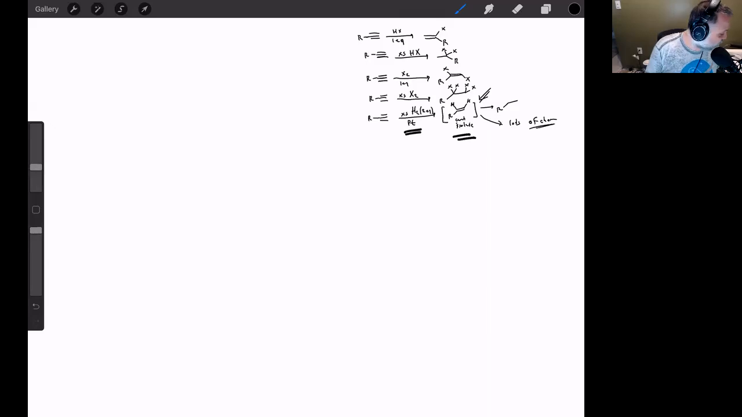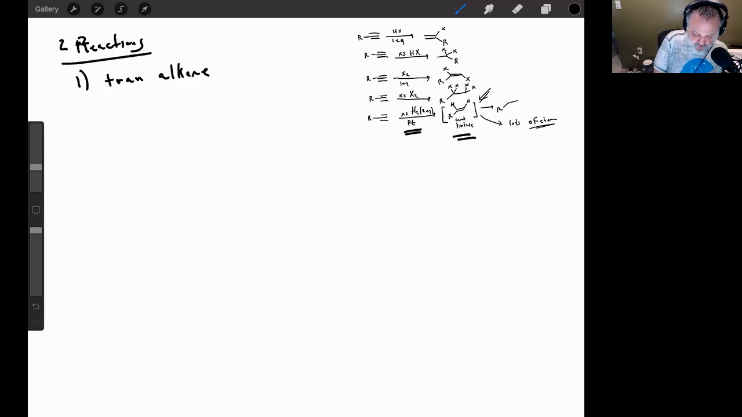And it was this idea of a poisoned catalyst. And there were 2 poisoned catalyst reactions that we talked about. One of them got you a trans alkene, and the other one got you the cis alkene. And so we'll talk about the cis alkene first.